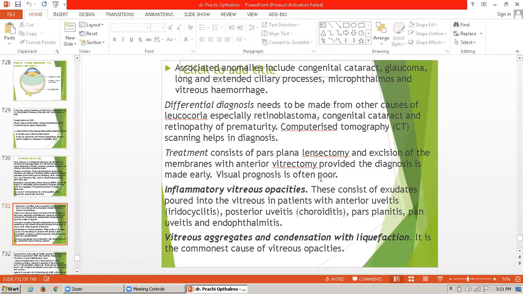Then inflammatory vitreous opacities consist of exudates in the vitreous in patients with anterior uveitis, that is iridocyclitis, and posterior uveitis, that is choroiditis, and pars planitis, panuveitis and endophthalmitis. Then vitreous aggregates and condensation with liquefaction is the commonest cause of vitreous opacity.